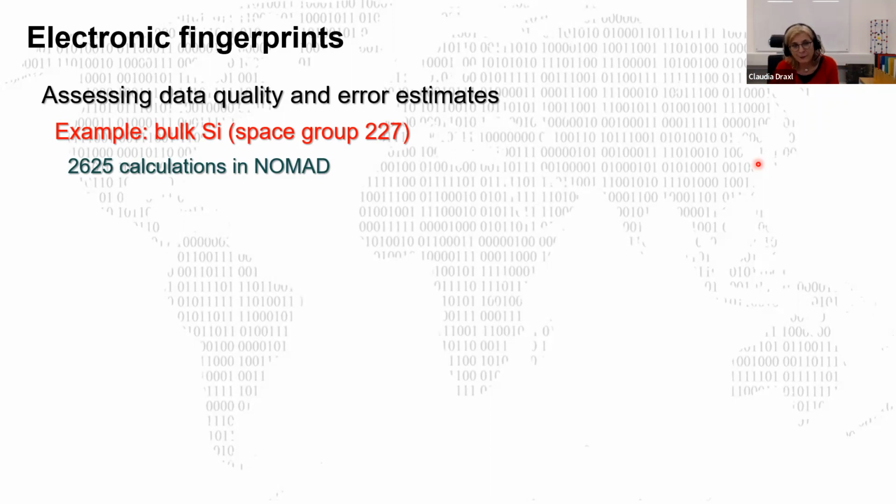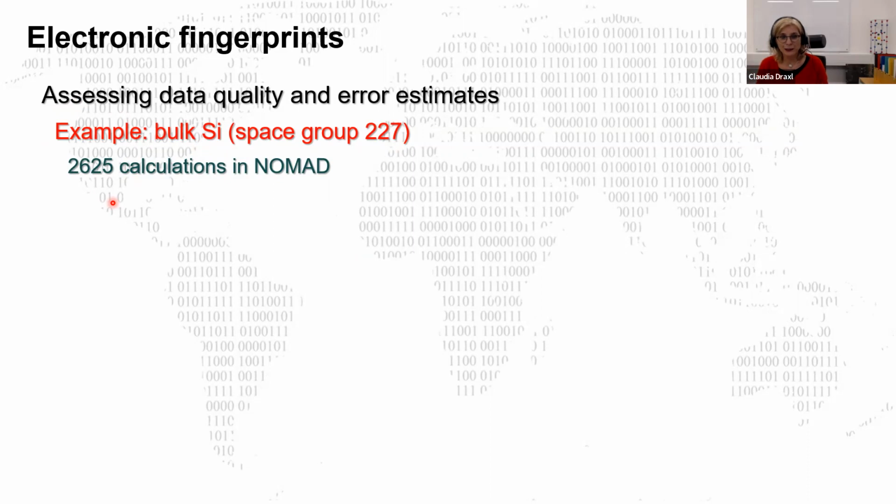So again, I exemplify this by a simple material because we wanted to see how the results of different calculations for one and the same material compare. So silicon, space group 227, highly symmetric, we found more than 2,600 calculations in the NOMAD database. And again, in the best possible world, all these calculations, if computed for the same geometry, would be identical. Right? Of course, experience tells us that's not the case.